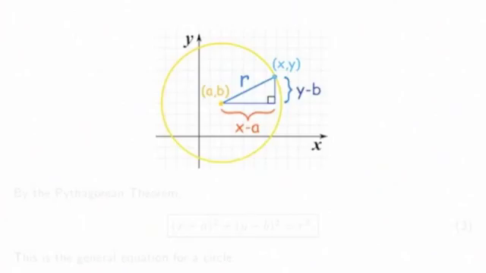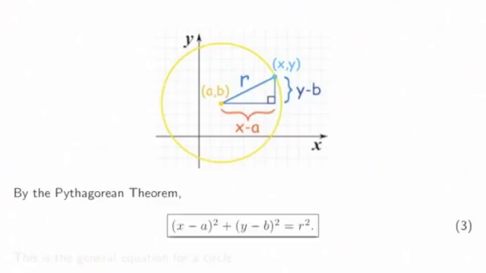This picture with the right triangle embedded in it, of sides x minus a, y minus b, and hypotenuse r, tells us that by the Pythagorean theorem, the quantity (x minus a) squared plus the quantity (y minus b) squared is r squared. This is the general equation for a circle with center (a, b) and radius r.